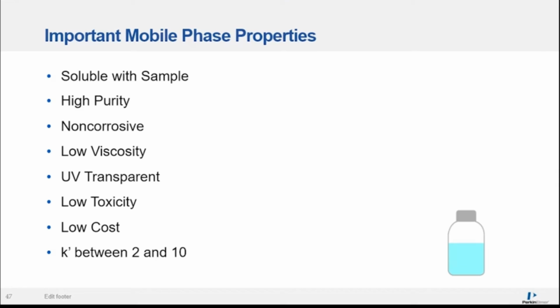If you're using a UV detector, you want your mobile phase to not interfere. Toxicity, we always worry about our own health and our exposure to chemicals. Low cost, not just to buy the solvents, but also the waste disposal of the solvents. And ultimately, you want your mobile phase to be able to separate your peaks, to give us K prime values between 2 to 10.